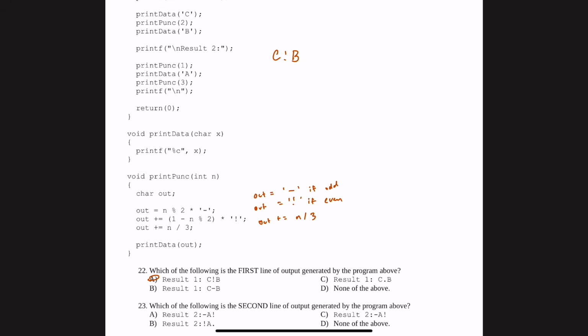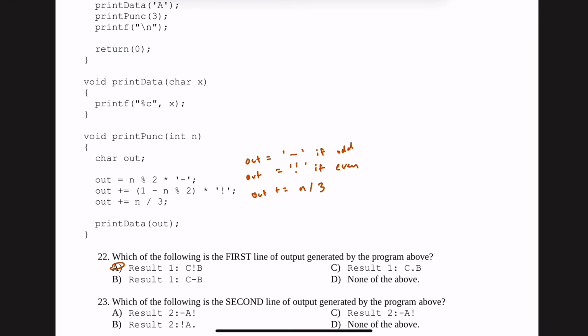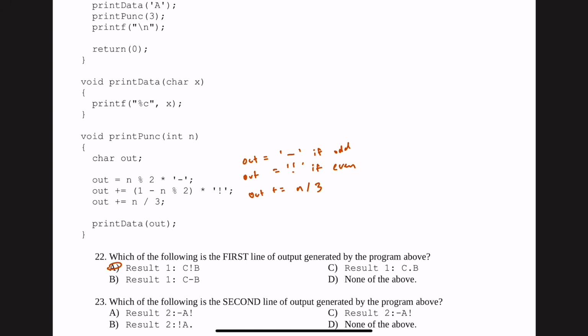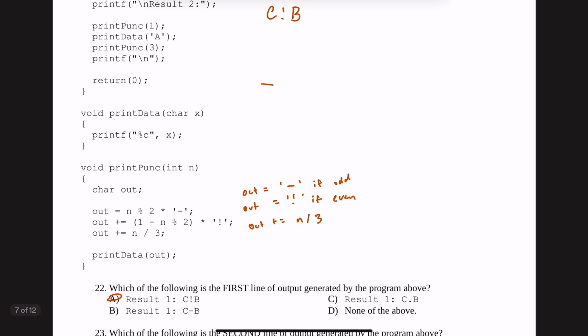Here we have print out punctuation of 1, print out A, print out punctuation of 3. Looking at this, the input is 1. 1 is odd, so we have a dash. It's not even, and then out plus equals 1 divided by 3, which is 0. So we're going to print out a dash. We're going to print out that A, and then we're going to print punctuation 3.